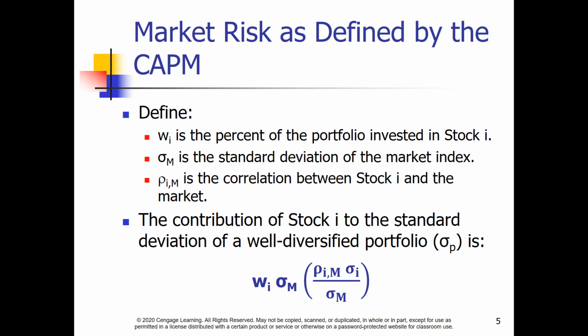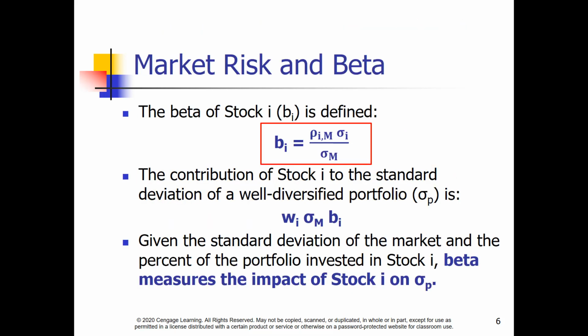Building up to beta. W sub I is the percentage of dollars in the portfolio invested in stock I. Sigma M is the standard deviation of the returns on the market portfolio. Sigma I is the standard deviation of the returns on stock I. Rho IM is the correlation between the returns on stock I and the returns on the market. To measure the contribution of each individual asset to the riskiness of a portfolio, we can use the formula above. The key point is in bold type. Beta measures the impact of an individual stock on the riskiness of a portfolio.